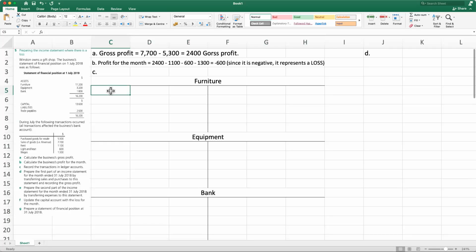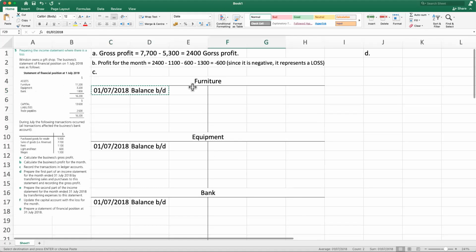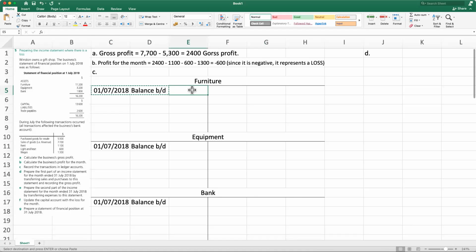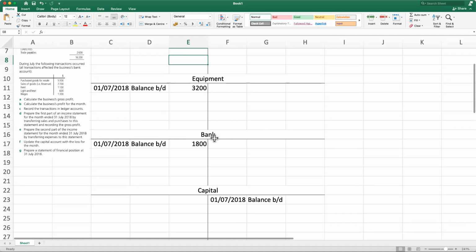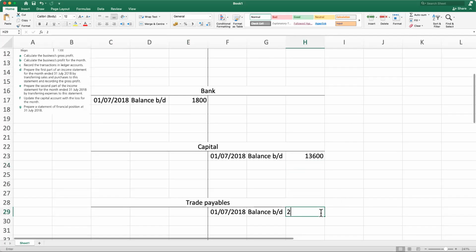So just write the balance on the first day, 2018, July 1st. Balance, write down. I'm just going to copy this first. Equipment, capital on the credit side, trade payable on the credit side. Furniture, your initial starting balance will be 11,200. Equipment would be 3,200. Bank 1,800. 13,600. 2,600.